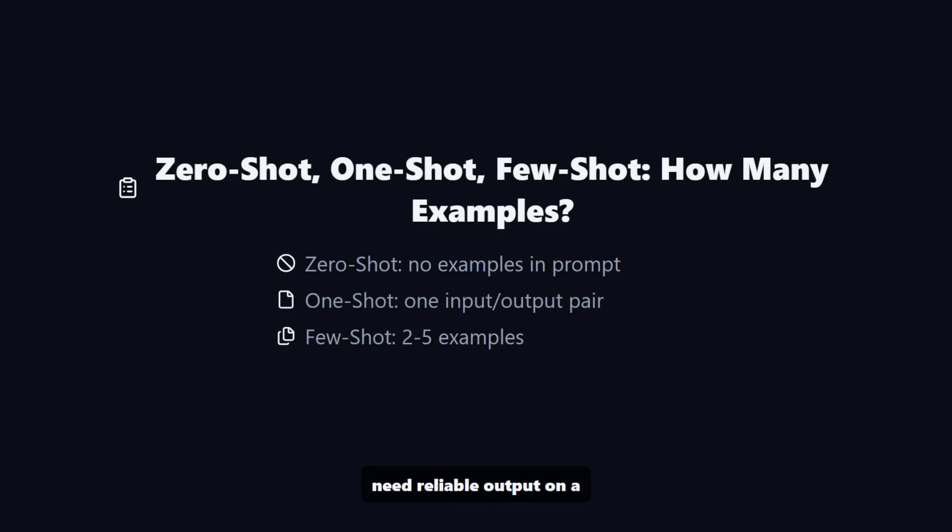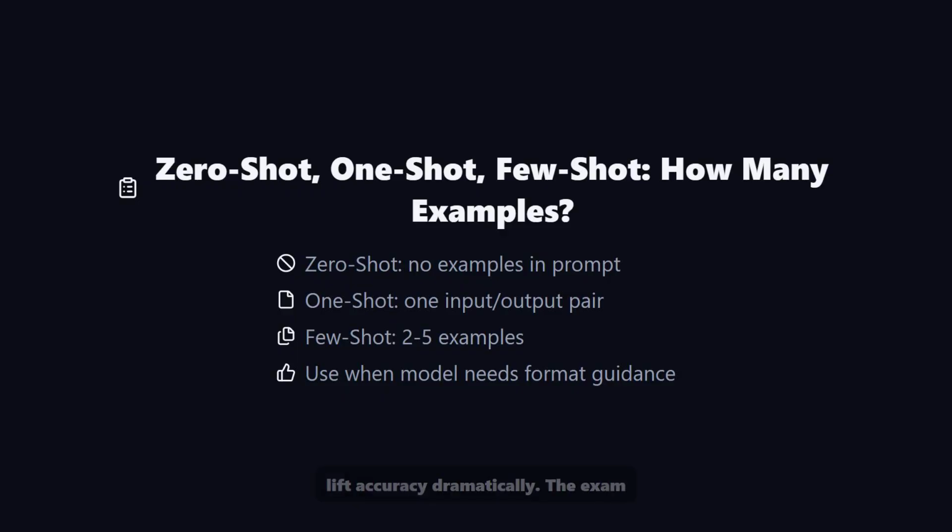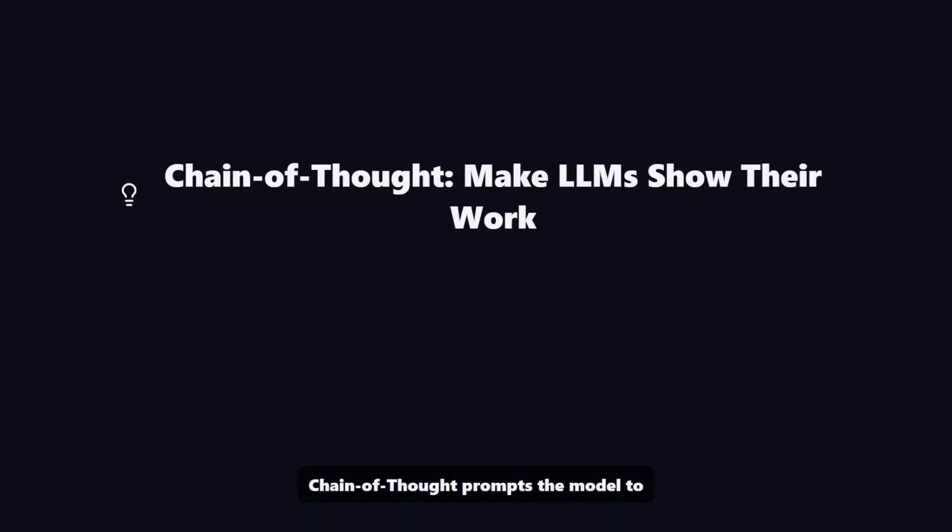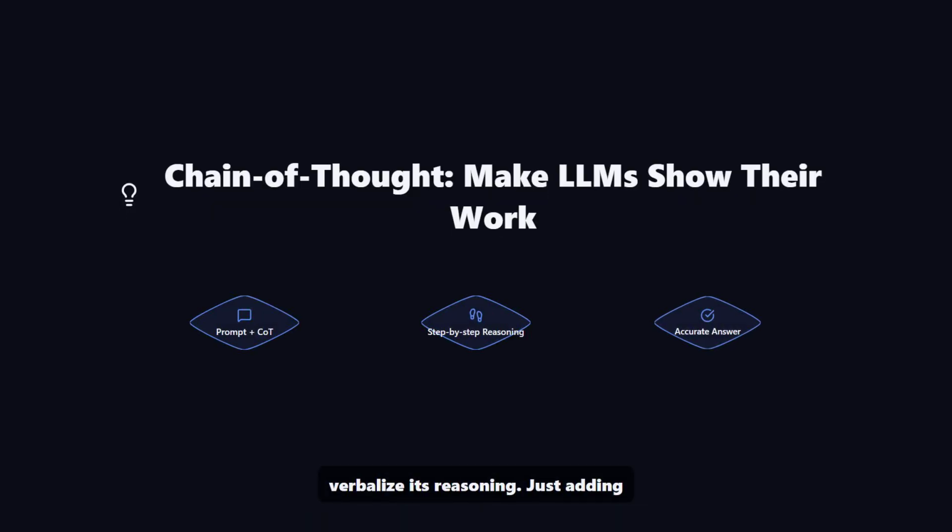When you need reliable output on a narrow job, a few examples in the prompt, few shot, can lift accuracy dramatically. The exam expects you to know when to reach for each, and AWS Bedrock makes it two extra lines in your JSON. Chain of thought prompts the model to verbalize its reasoning. Just adding "let's think step by step" to a math question can slash error rates. And the AIF-C01 exam loves to ask which technique improves arithmetic accuracy.